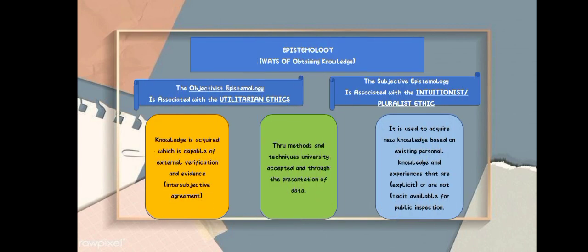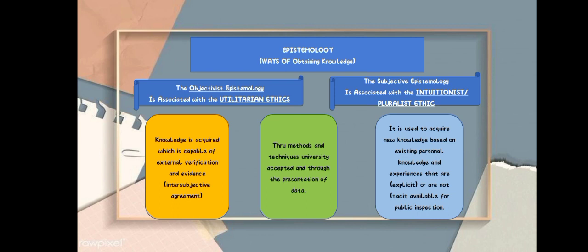Next is epistemology. Epistemology is the theory of knowledge. It is the ways of obtaining knowledge. For example, if a person always gives the right answers to questions about a certain topic under certain conditions, one would be entitled on that view to say that the person has knowledge of that topic. So that is epistemology.